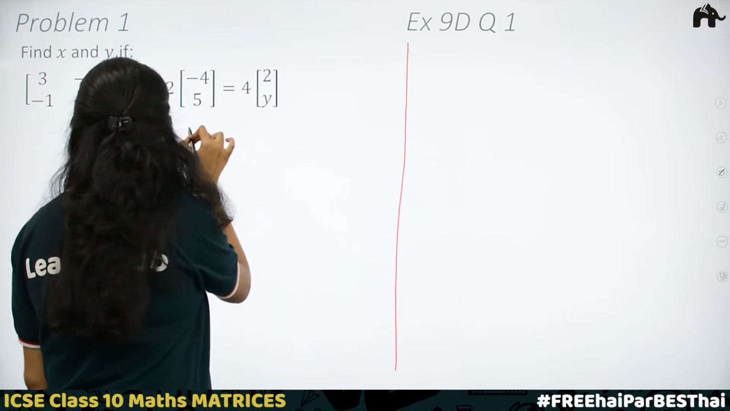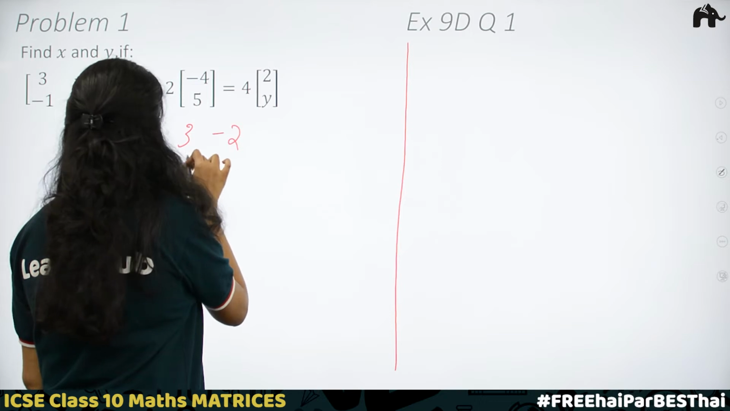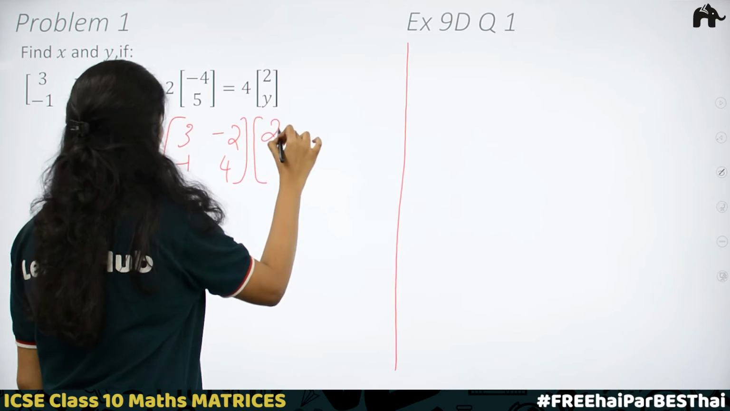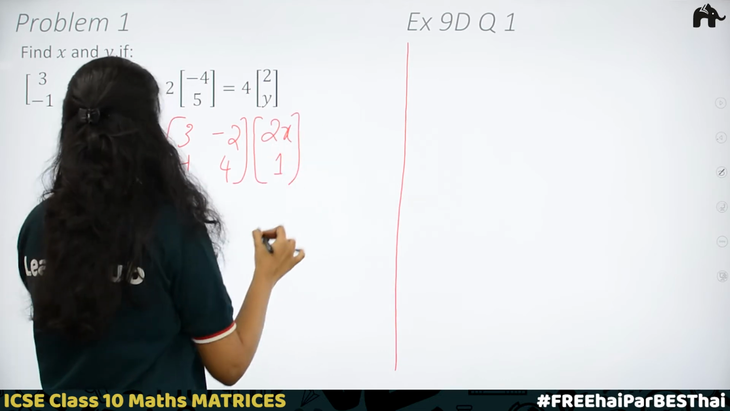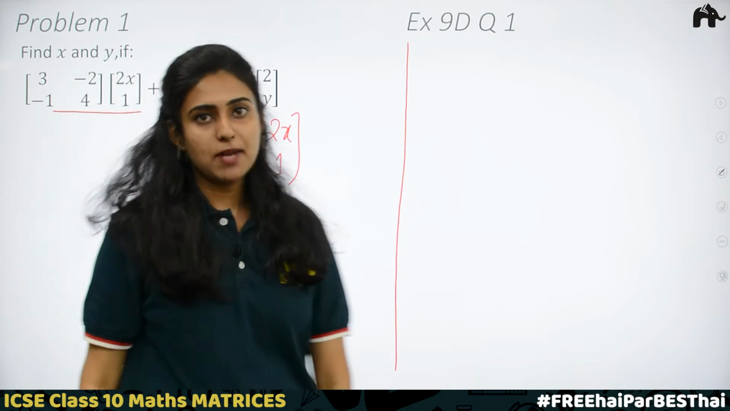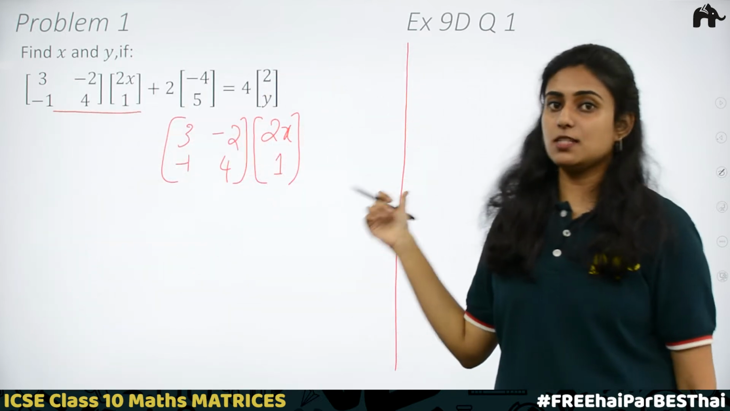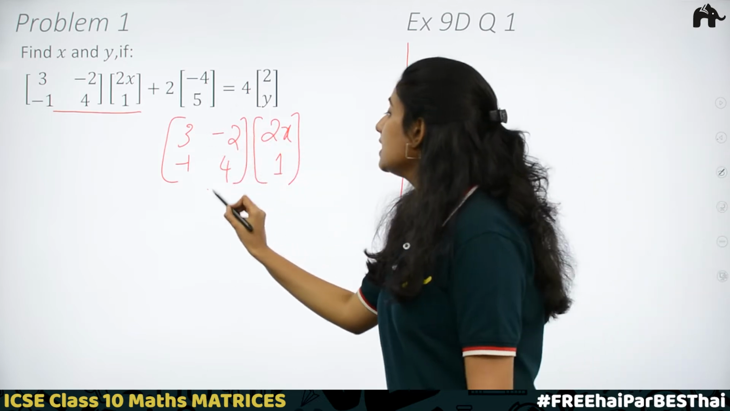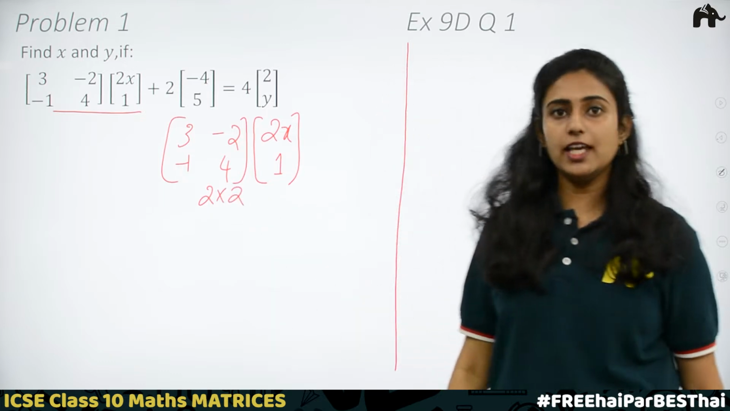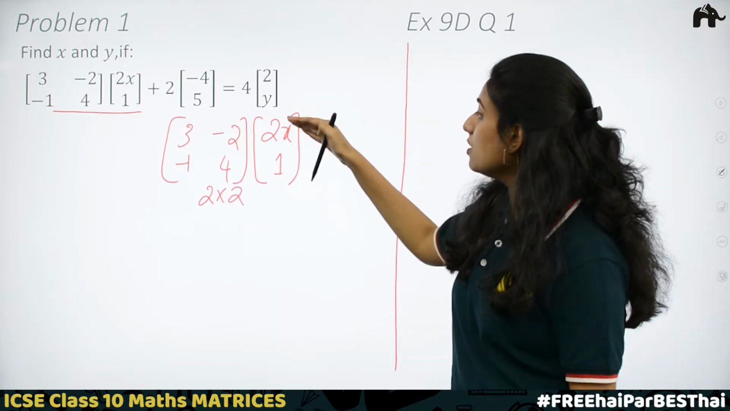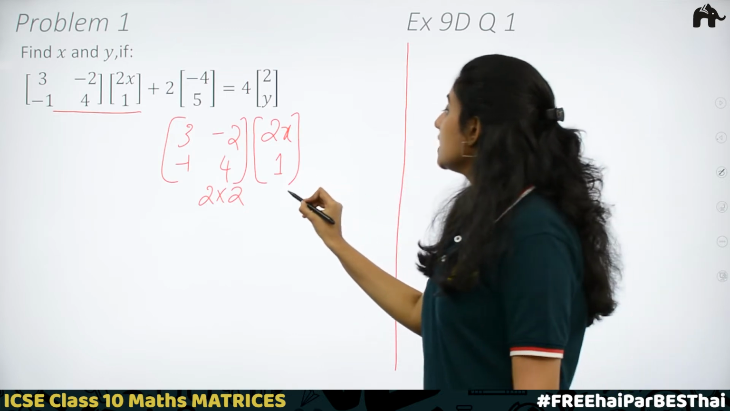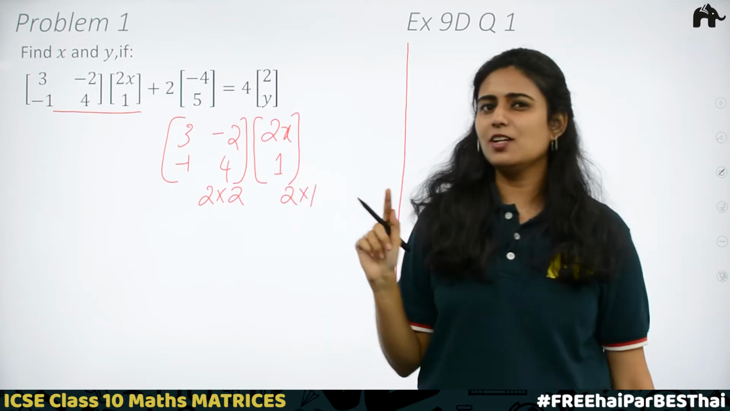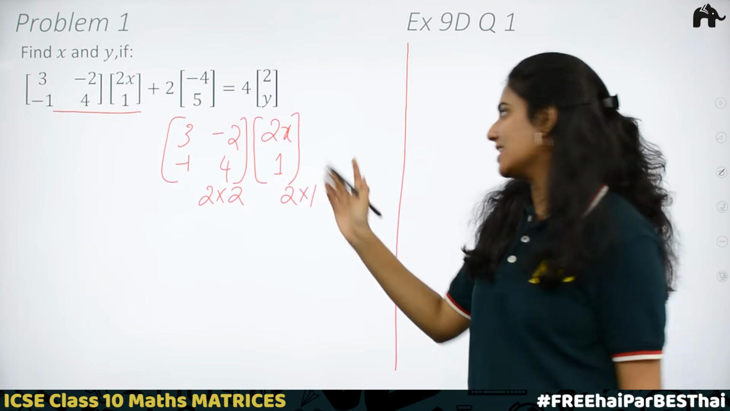Here, we have [[3, -2], [-1, 4]] into [[2x], [1]]. First, we'll find this part. We'll multiply these two matrices. Is the matrix multiplication possible? Here we have 2 rows and 2 columns. The order of the matrix is 2 by 2. What about this? Here we have 2 rows but only a single column. This is a 2 by 1 matrix. A matrix with a single column, what do we call? Column matrix. This is a column matrix.